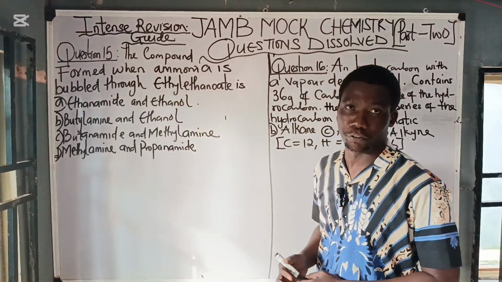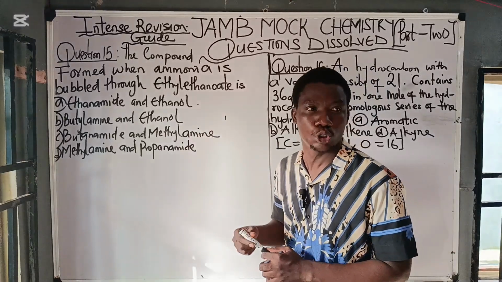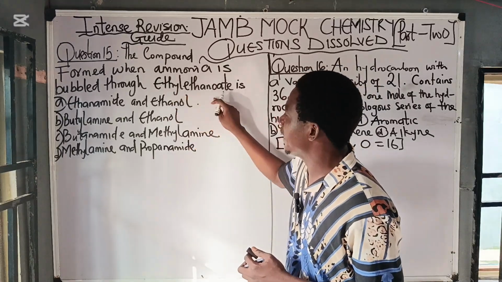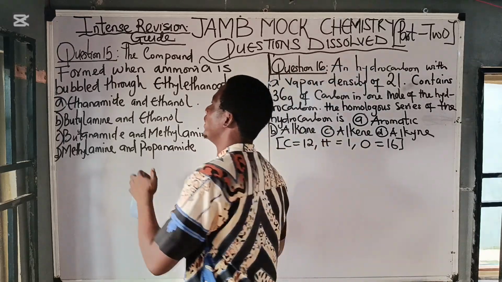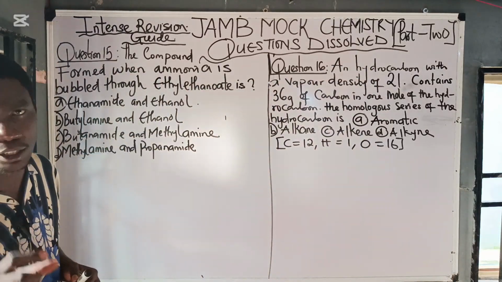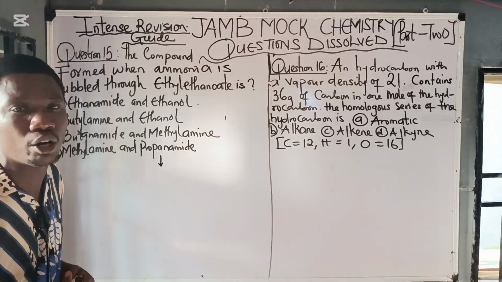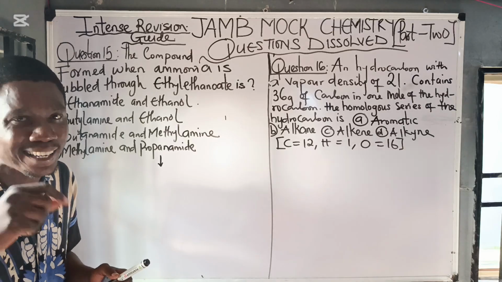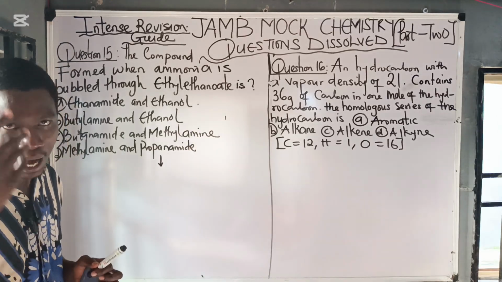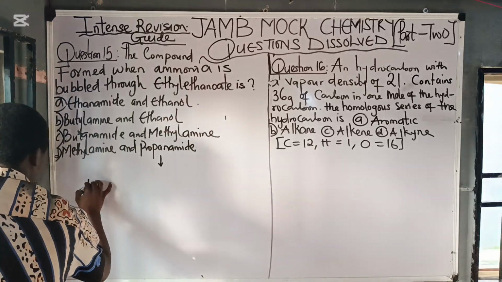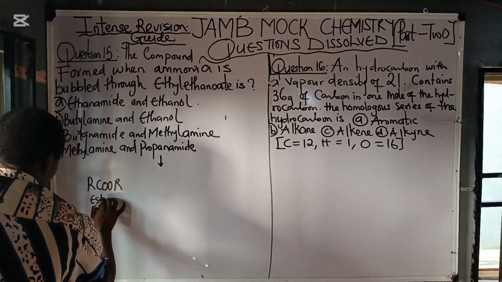Take question number 15. The compound formed when ammonia is bubbled through ethyl ethanoate is what? Now let's take a look at this, class. First of all, ethyl ethanoate is an alkanoate or an ester. Let's look at the chemical reaction between an ester and ammonia. So first of all, you have RCOOR, which stands for your word ester.